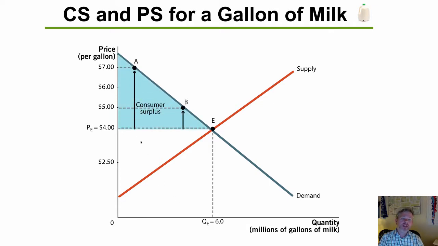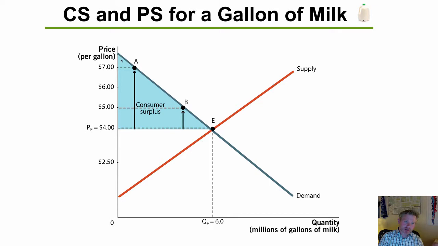All of the consumers on this part of the demand curve have a willingness to pay higher than the price. So we say all these transactions will happen. They're all paying less than they would be willing to pay, and so they're getting surplus.